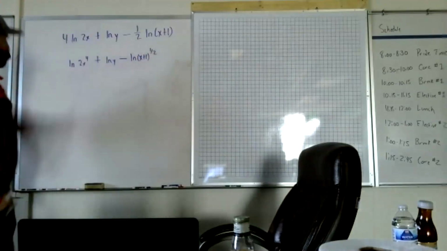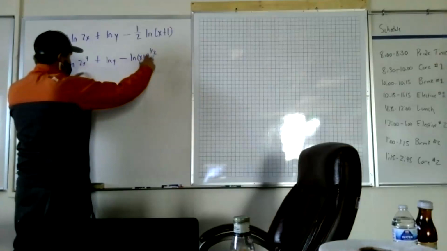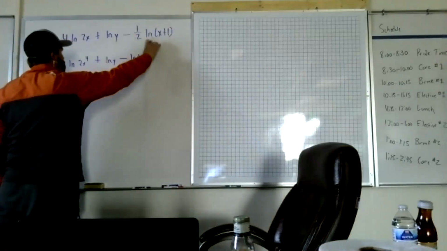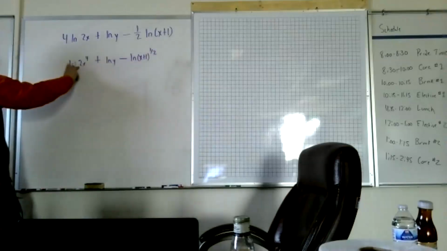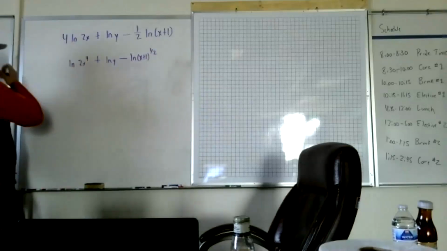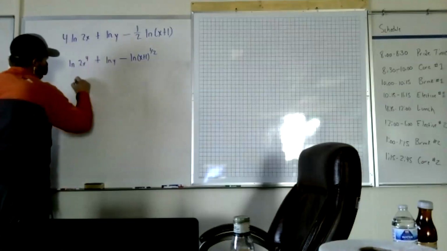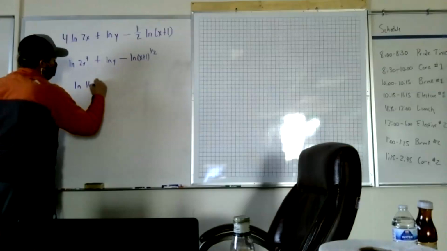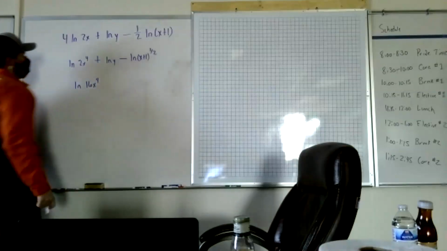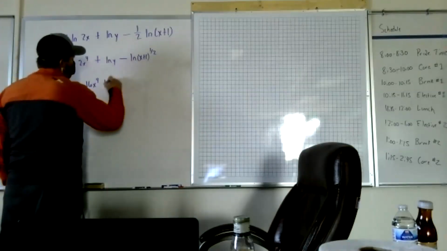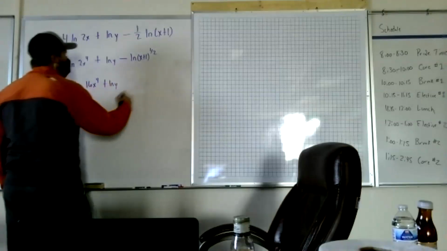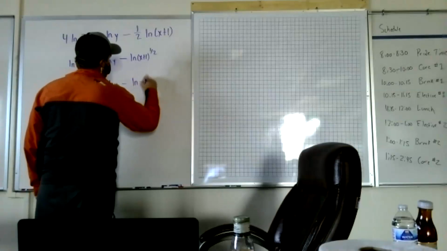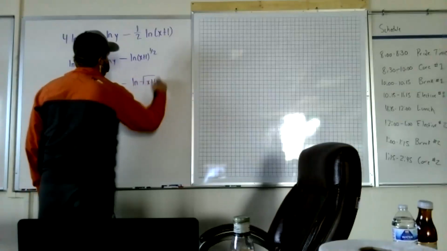Okay, now I'm going to solve my exponents. This one's going to turn back into a square root because I'm to the power of 1/2. This one I can take 2 to the 4th and just leave the variable. 2 to the 4th is 16. So I'm going to be left with natural log of 16x to the 4th plus the natural log of y minus the natural log of the square root of x plus 1.